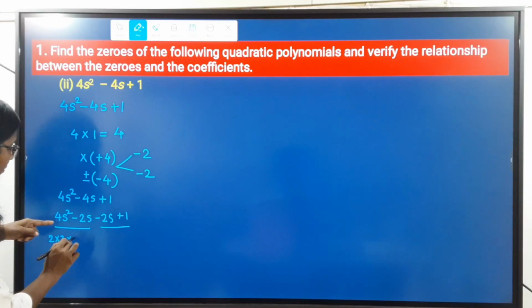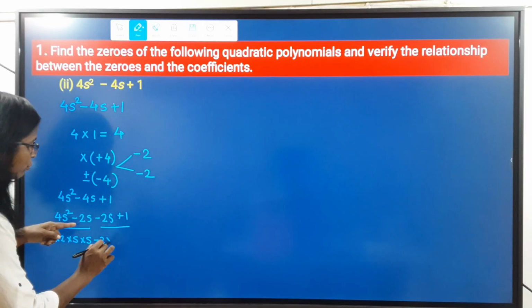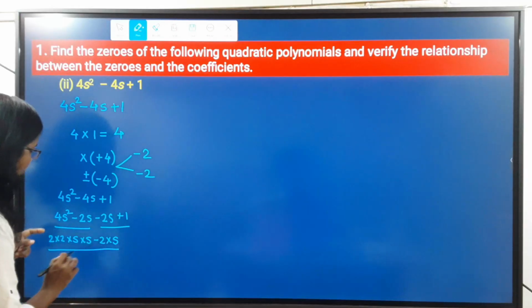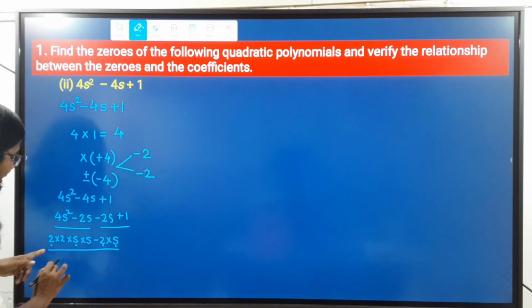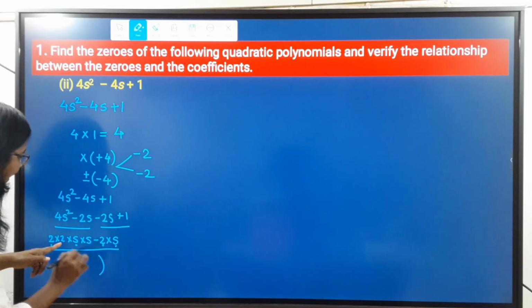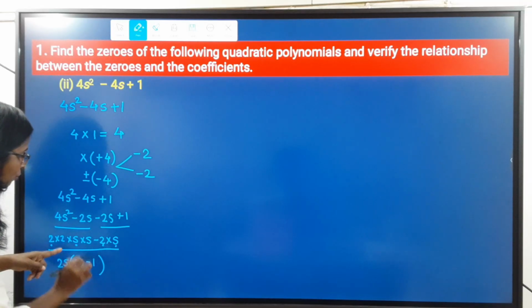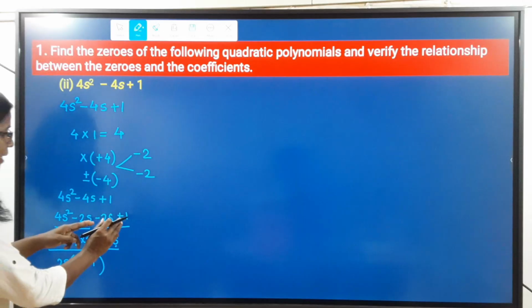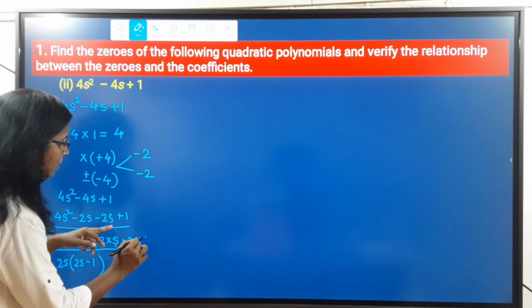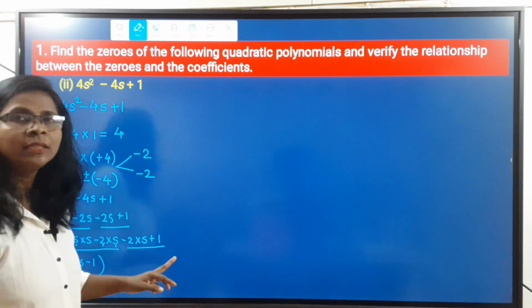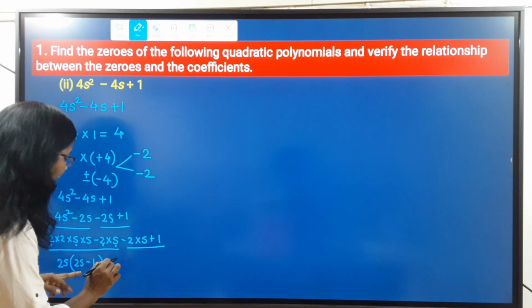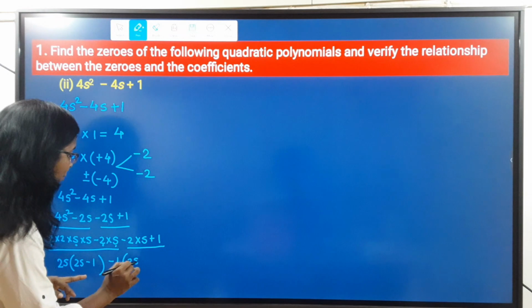So 2 multiply 2 multiply s, minus 2 multiply s. From this group, 2 is common and s is common. So here 2s is common, and in the bracket we write 2s minus 1. Okay students, 2s minus 1. Then from the second group we factorize, 2 multiply s plus 1. Here there is a 1 common, so I write minus 1, and in the bracket I write 2s minus 1.